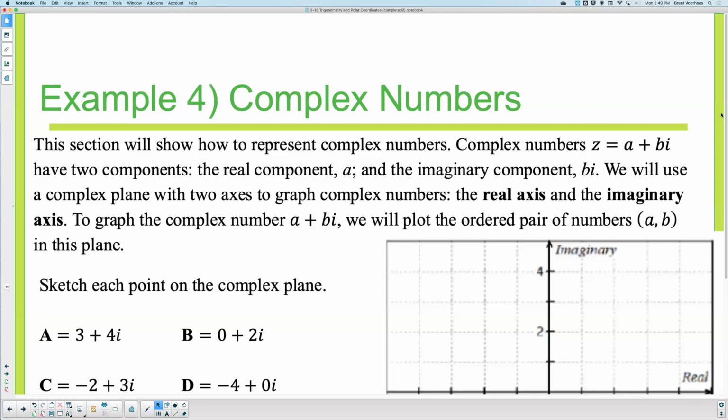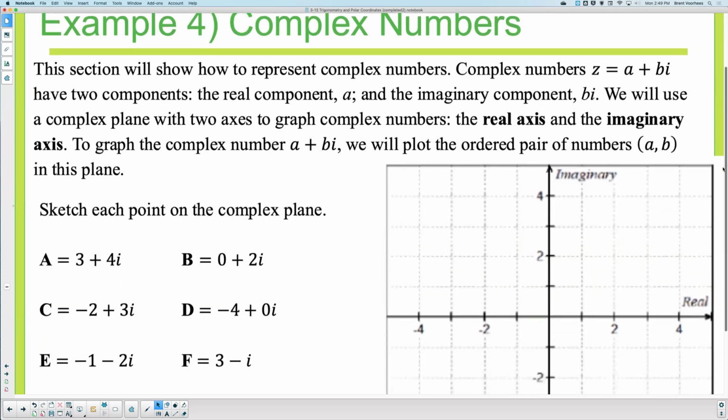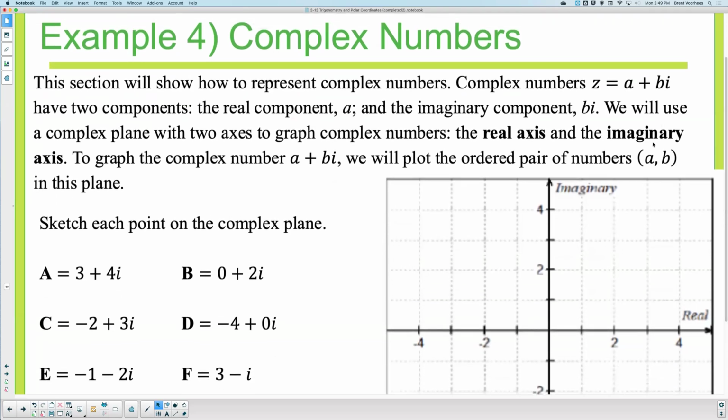All right, example 4, complex numbers. So with complex numbers, what we have is what we call a real plus or minus an imaginary value. So labeled up here, complex numbers come in the form z equals a plus bi, where z is referred to as the complex number, and why it's complex is because it contains both a real value, which is represented by the letter a, and an imaginary value, which i stands for imaginary.